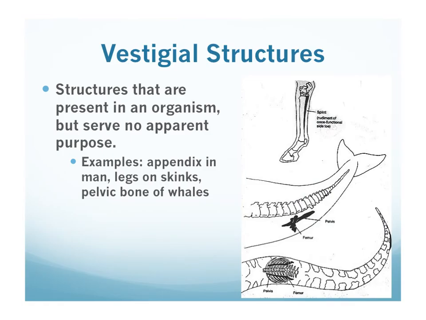So let's talk a little bit about another piece of evidence that is used to prove evolution, which is this concept of vestigial structures. So these are structures that are present in an organism, but that serve no apparent purpose. So they happen to be there, but the organism doesn't really use them anymore for any kind of purpose. And so you should know these examples: the appendix in a human, the legs on a skink, although you probably wouldn't know what a skink is, the pelvic bone of a whale.